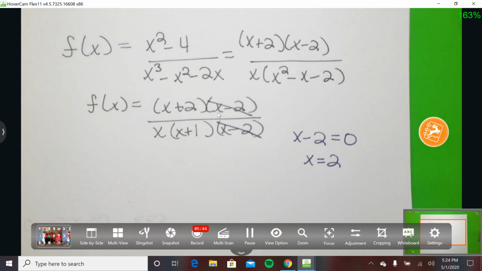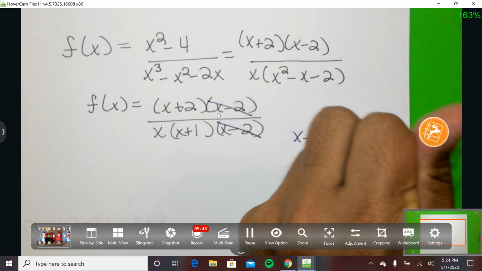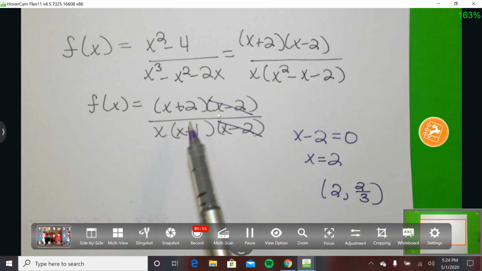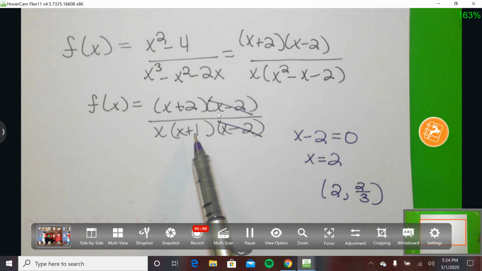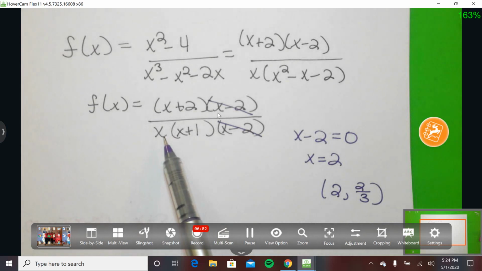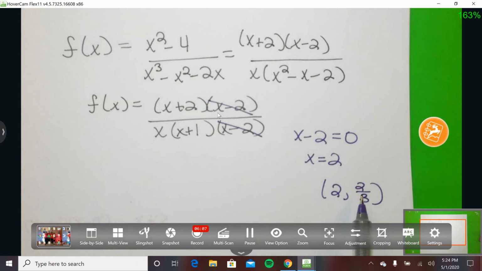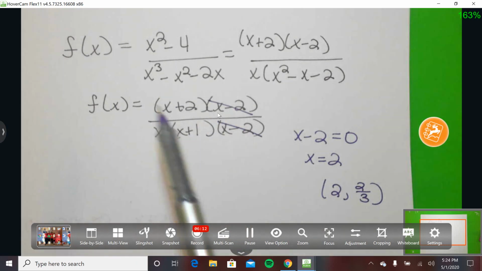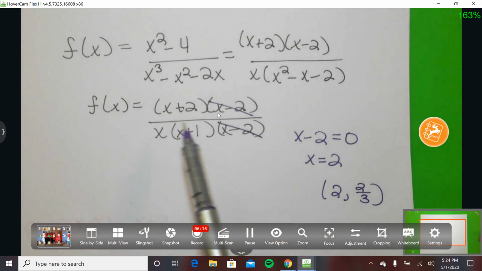Now in your answer choice it says a hole at 2 comma 2/3. Well, the way that they got that 2/3 was by plugging it into this part right here. Let's see, 2 plus 2 is 4, 2 plus 1 is 3, times 2 is 6, and then 4 over 6 gives you that 2/3. You plug it into the part that's quote-unquote reduced, where these two canceled out. You don't plug it back into the original, you plug it into this part here.